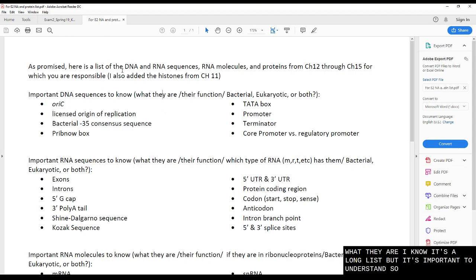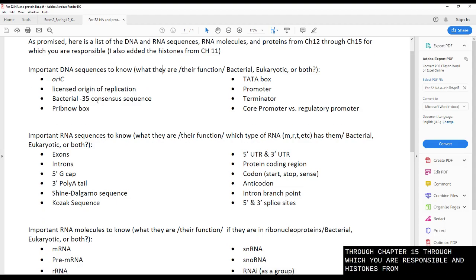So lists of DNA and RNA sequences, RNA molecules, and proteins from chapter 12 through chapter 15, for which you are responsible, and histones from chapter 11. Important DNA sequences to know: what they are, their function, bacterial, eukaryotic, or both. So know which part they are. Are they transcription? Are they translation? Or are they DNA replication? Are they bacterial or eukaryotic or both? You could make a little list for each of these so you can remember where they are.